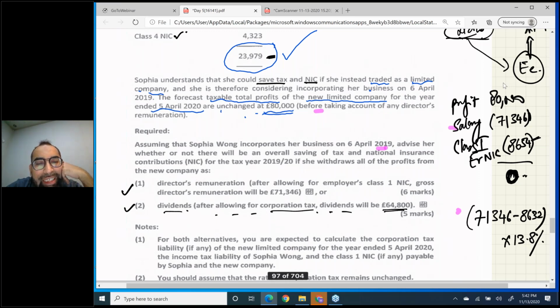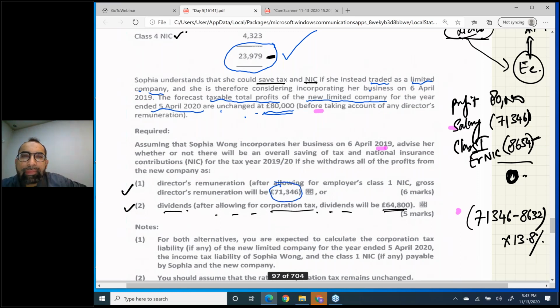and national insurance contribution for the tax year 2019/20 if she withdraws all of the profits, everything, clearing out the company, from the new company as number one. See part two: director's remuneration after allowing for employer class 1 NIC. Gross director remuneration will be 71346. This is a very technical point. I hope you will understand.